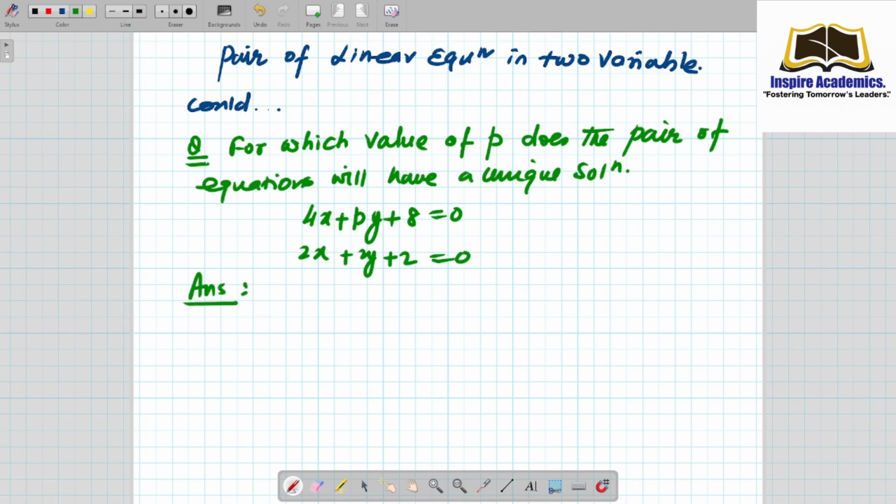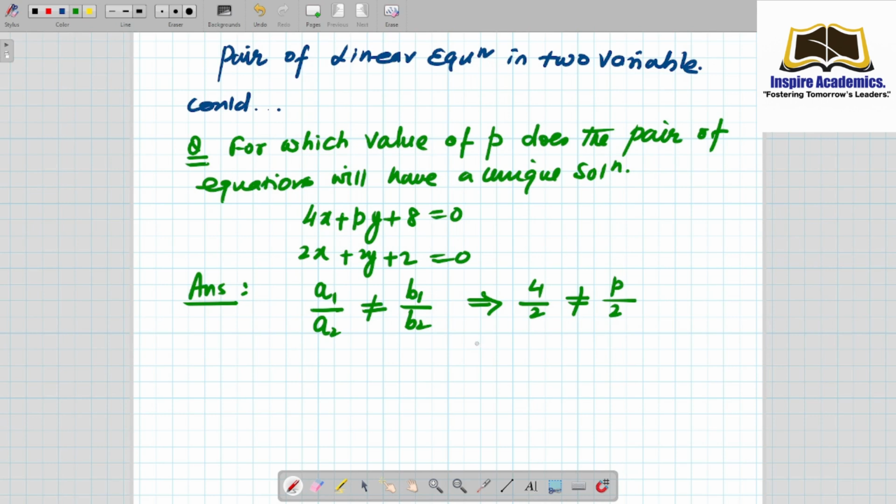So for unique solution, what have we learnt? If there are two equations, a1x plus b1y plus c1 equal to 0, a2x plus b2y plus c2 equal to 0, then a1 upon a2 must not be equal to b1 upon b2. This is the uniqueness और यूनिक सॉल्यूशन के लिए ये कंडीशन है. So let us just put these values. So values are 4 upon 2 should not be equal to p upon 2.